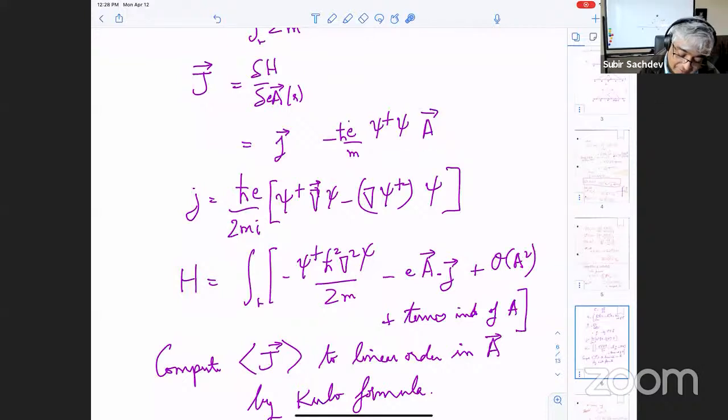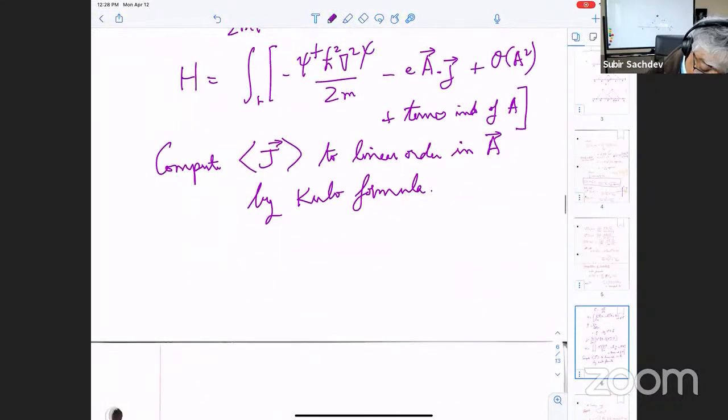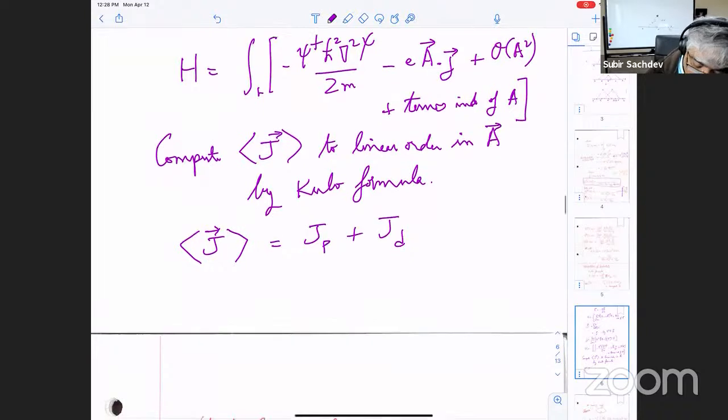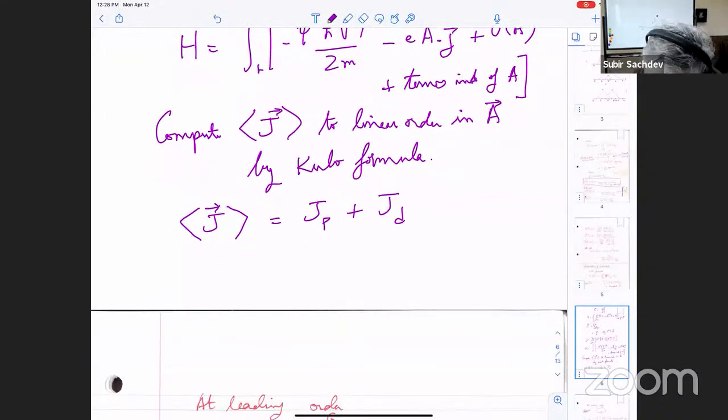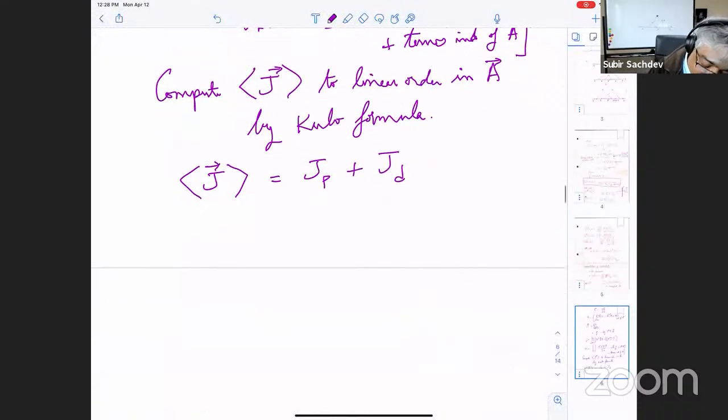Okay, so then this thing has to be computed to first order in A. That means I have to compute the Hamiltonian to first order in A to figure out what's the source of any response. So the source here is just A dot j. So by the Kubo formula, I can write the following expression. The expectation value of J is sometimes written as J paramagnetic plus J diamagnetic, for obscure reasons. And what is J diamagnetic?